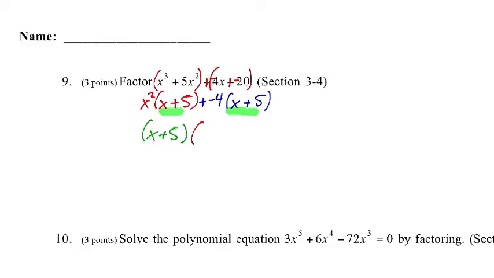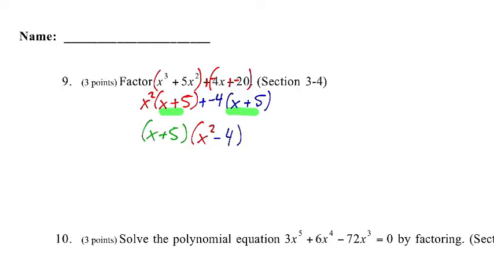Once I take it away from the red group, we're just left with x^2. When I take it away from the blue group, we're just left with minus 4, or plus negative 4. So we factored out the entire chunk, x + 5, from both the red group and from the blue group.